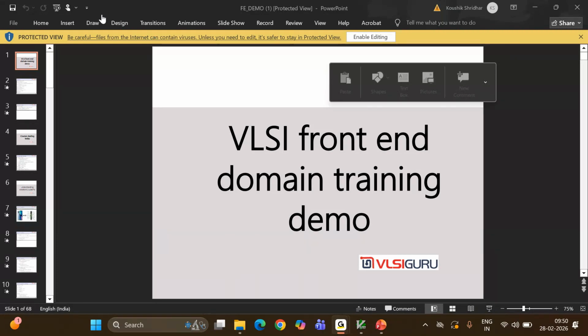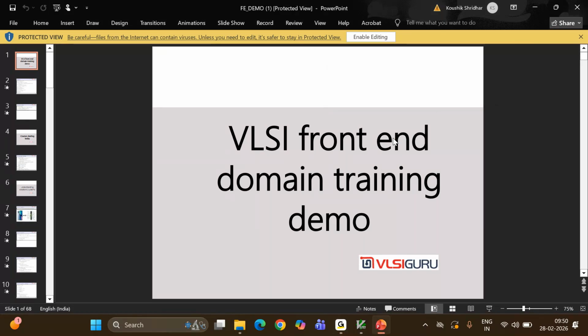Yes. So hello everyone. In today's session, we'll be discussing the front-end demo training. In this demo, we'll help you understand what VLSI is and what the different domains in VLSI are. There is the front-end domain and the back-end domain. I will briefly tell you how to choose whether you want to enroll for a front-end course or a back-end course.